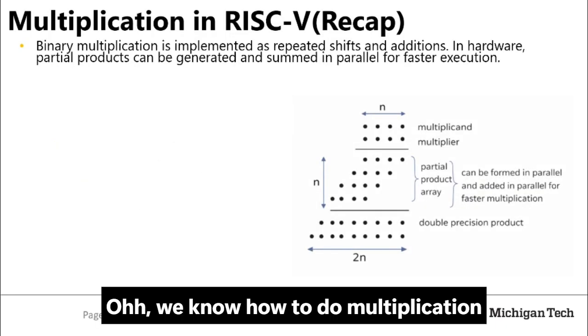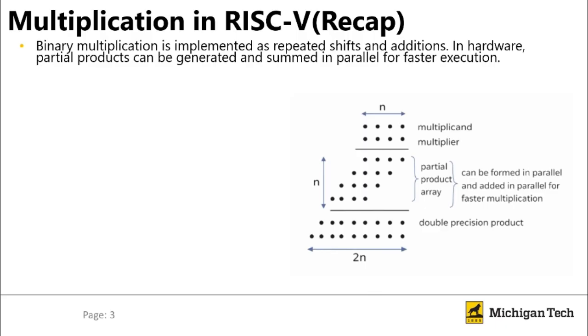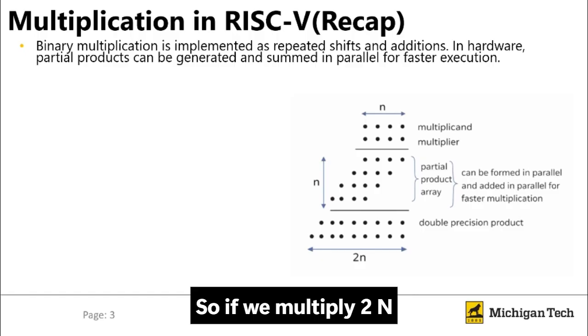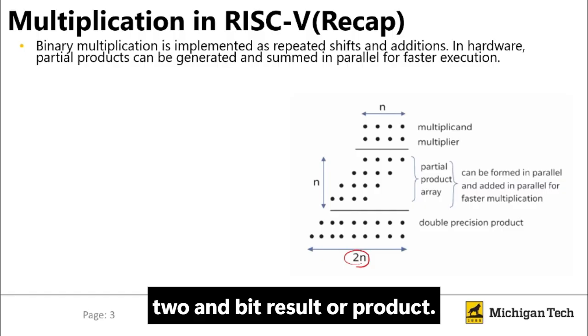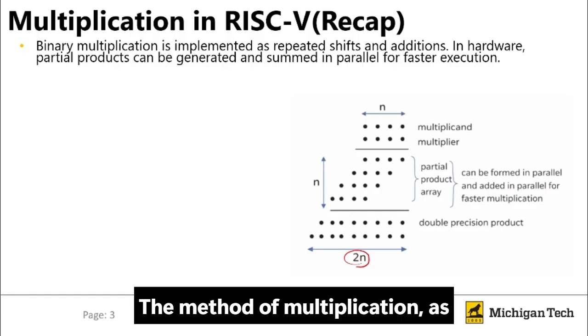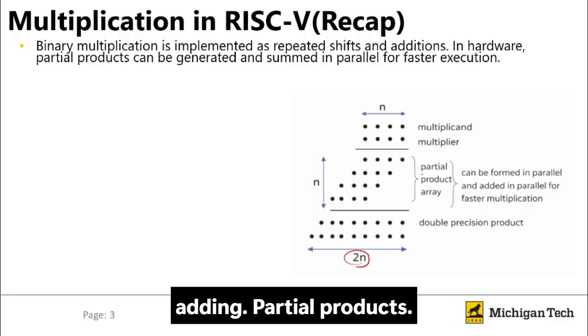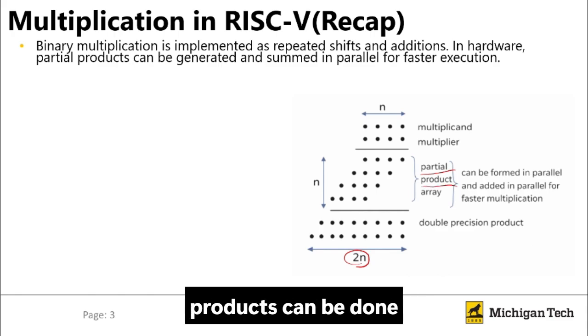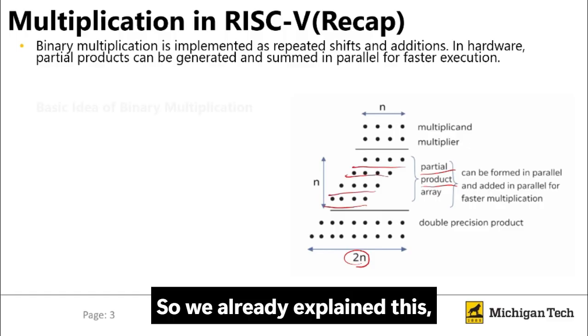We know how to do multiplication in RISC-V. If we multiply 2n bits register, you're going to have a 2n bit result or product. But the method of multiplication, as we explained before, was adding partial products. So adding these partial products can be done with adder and shifter. As you can see, it gets shifted. So we already explained this.